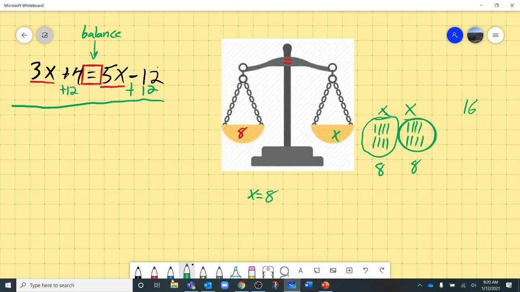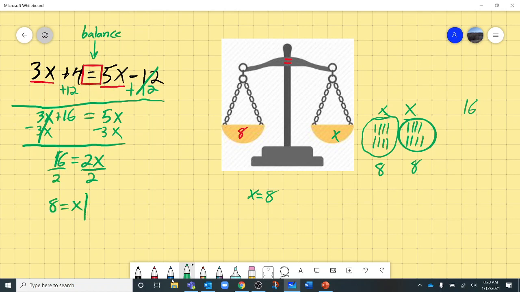So negative 12 and positive 12, that cancels. That gives us 5x. On the left-hand side, we have 3x, and 4 plus 12 is 16. I'm going to subtract 3x from both sides. 3x minus 3x, that goes to 0. This gives us 16 is equal to 2x. 5x minus 3x is 2x. Divide both sides by 2, and that gives us 8 is equal to x. Okay, and I think that's enough for this video.